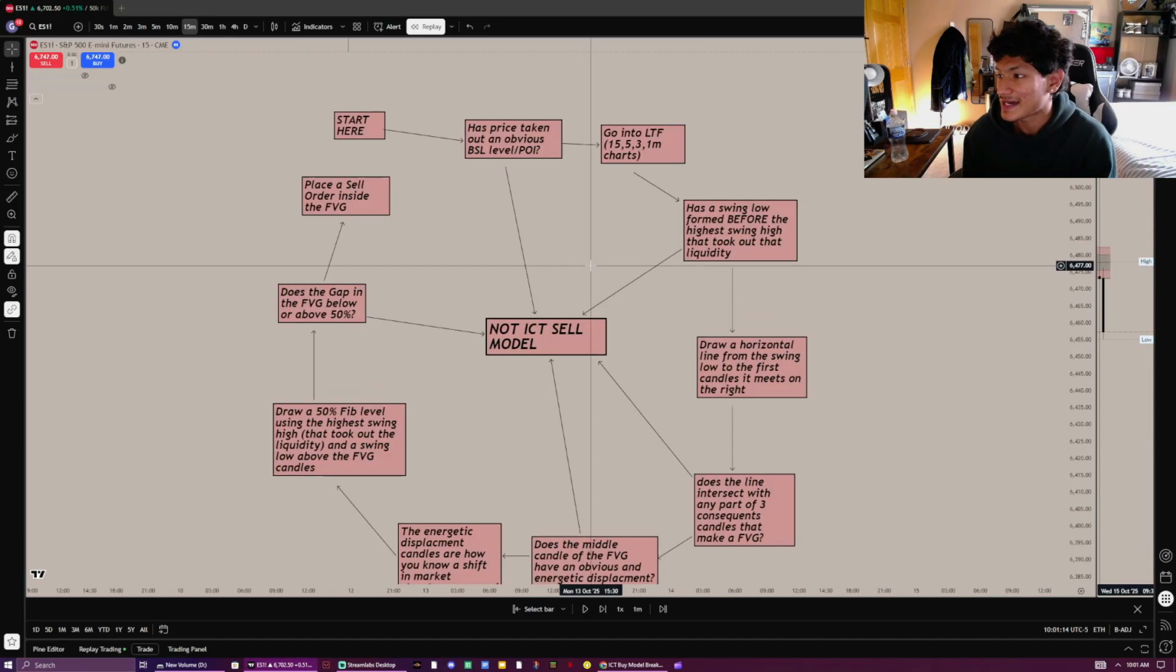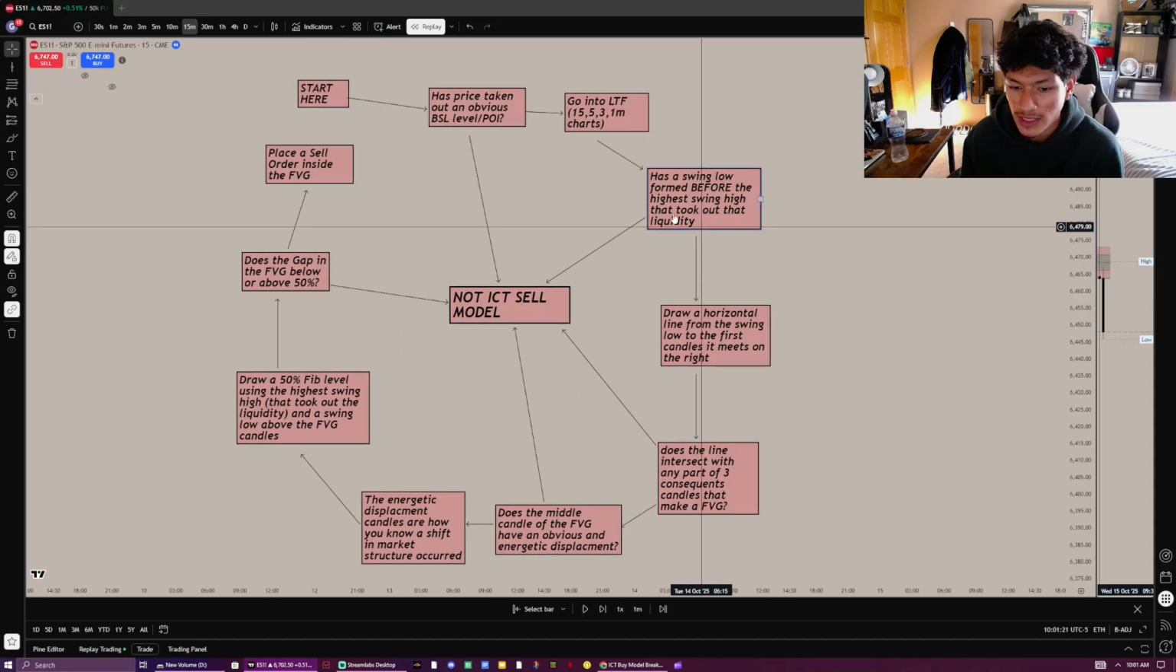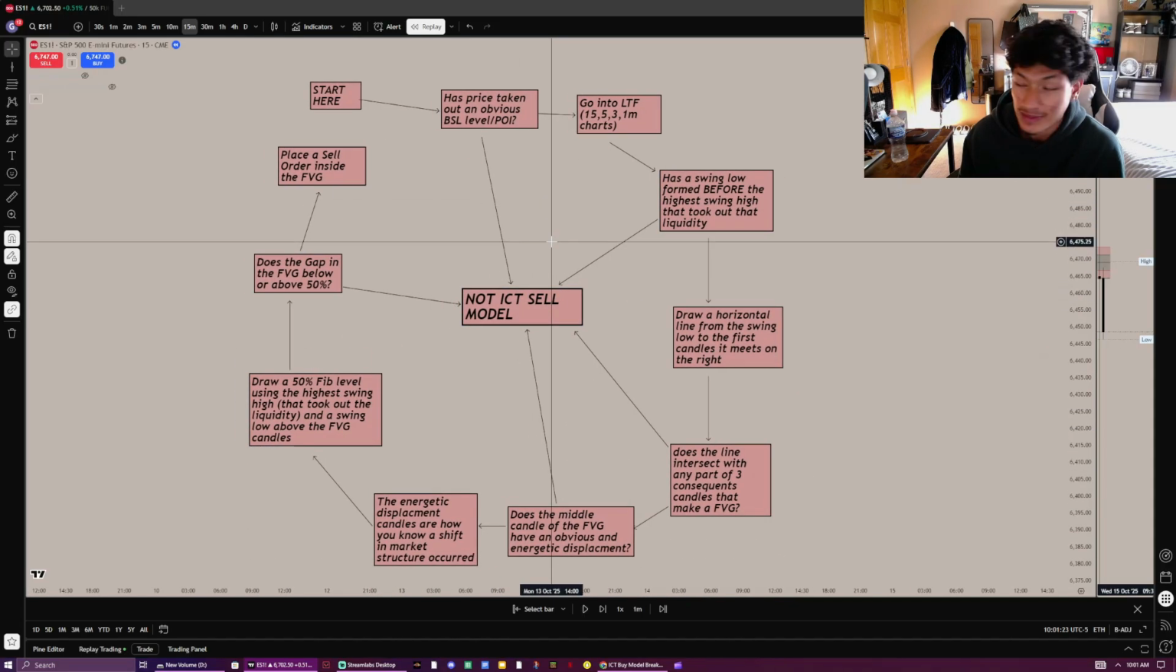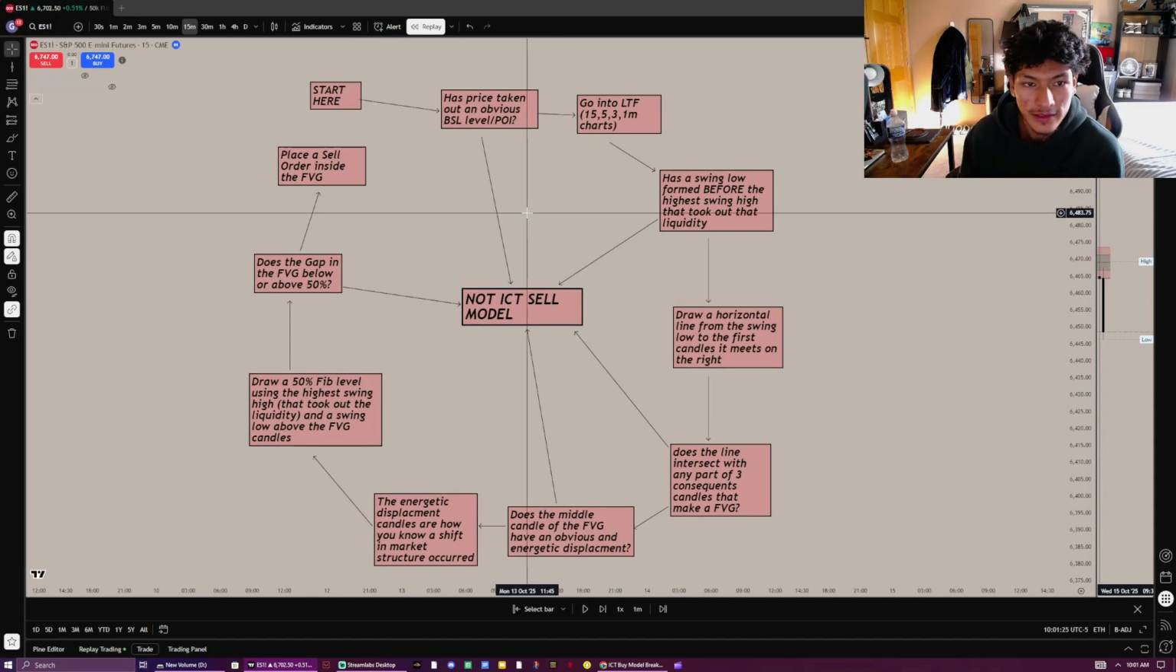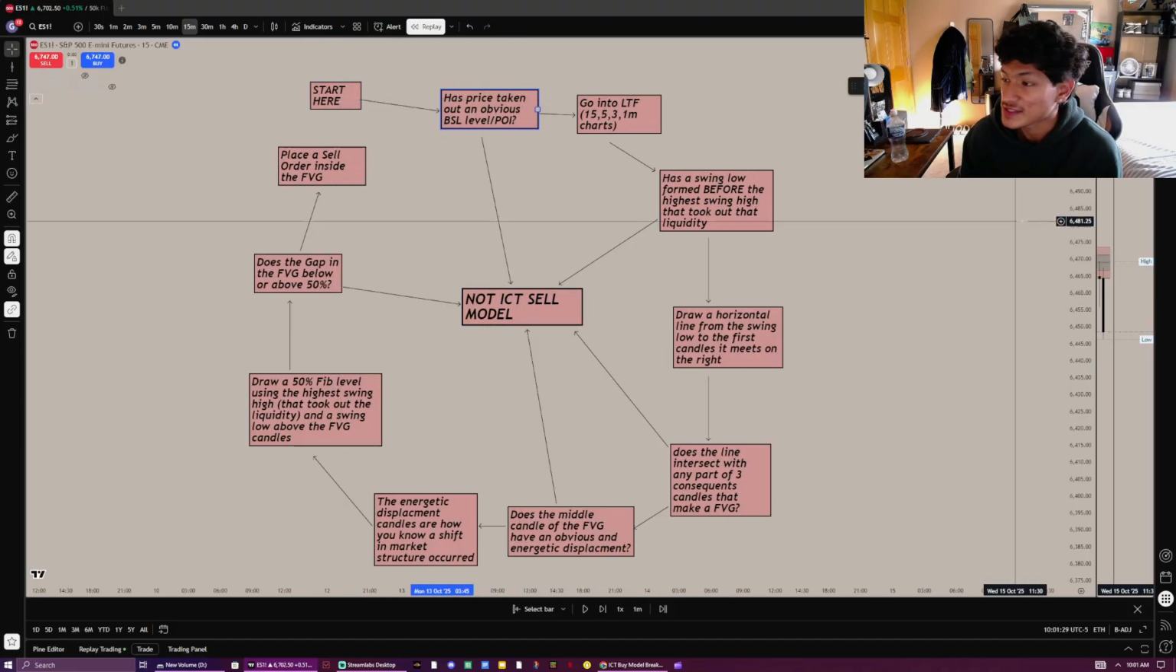All right, so this is the ICT sell model. It's basically the exact same thing, just inversed. So we'll just go through it real quick, to make it make more sense to myself and you as well. All right, so we start here: has price taken out an obvious buy side level or point of interest? I forgot to add that on the buy model, but point of interest also.